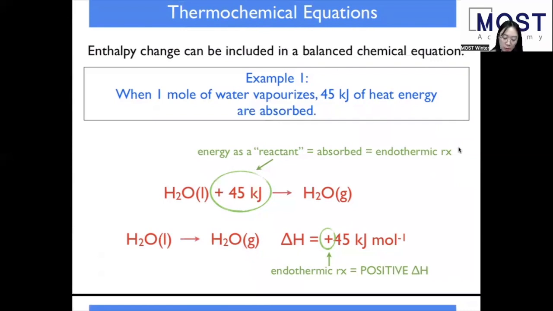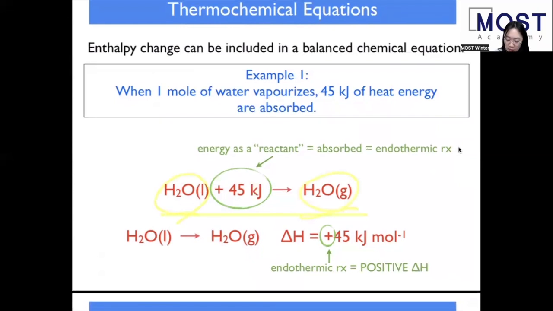Okay, so let's look at an example of enthalpy change. In example 1, when 1 mole of water evaporates, 45 kilojoules of heat energy are absorbed. If we write this as an equation, the water vaporizes, and how much energy? 45 kilojoules is absorbed, so we put it on the reactant side. We can also write this as liquid to gas, and the endothermic change is what? Positive, right?